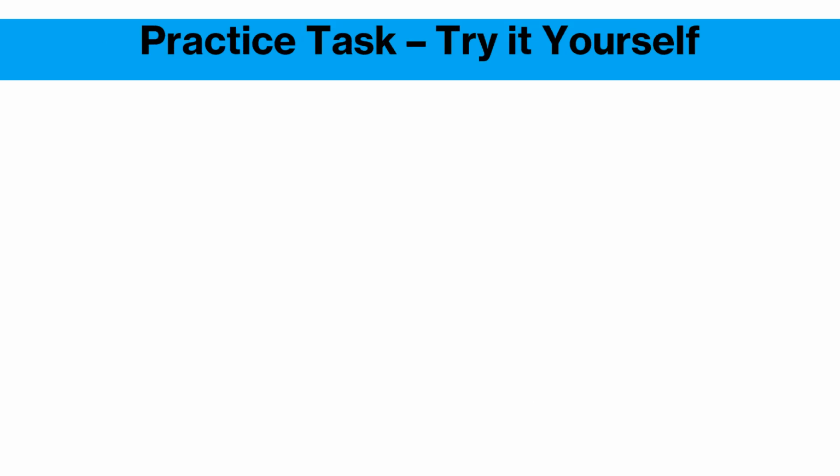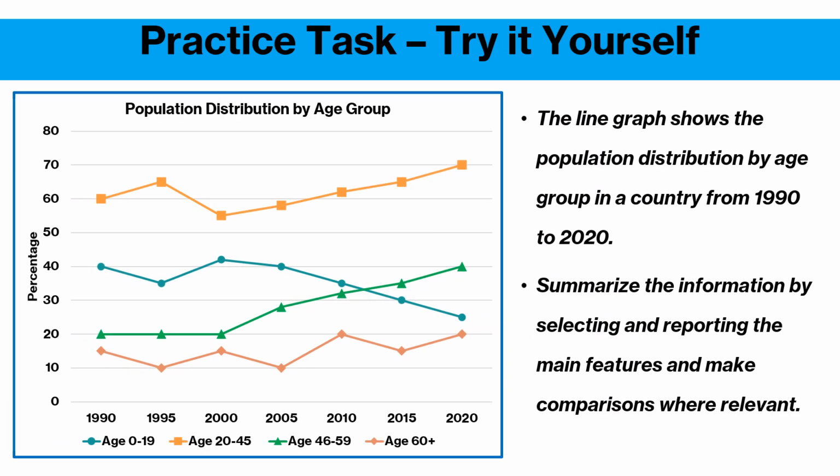Now it's your turn to try writing a description. Here is a new line graph question. This time, the graph shows population distribution by different age groups from 1990 to 2020.